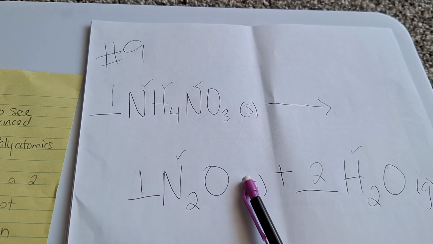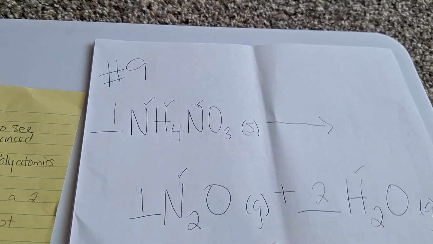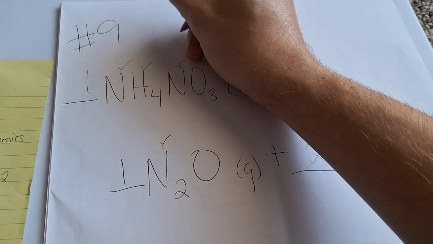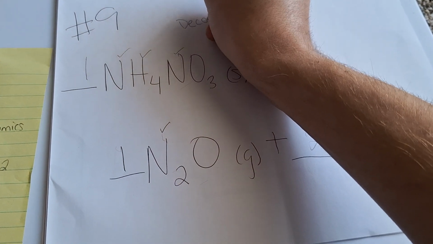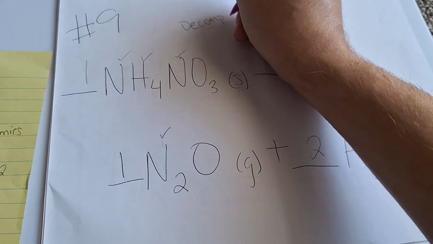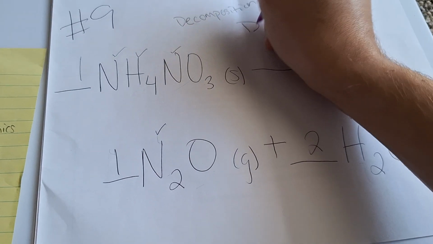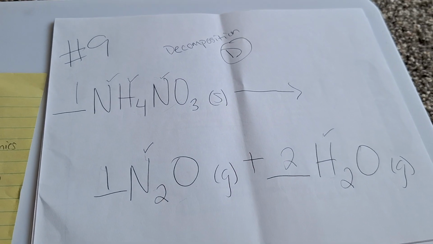Now this is a reaction that we have not gone over in this problem set from your worksheet. This is what we call a decomposition, so a reverse synthesis reaction. We label it just as D.